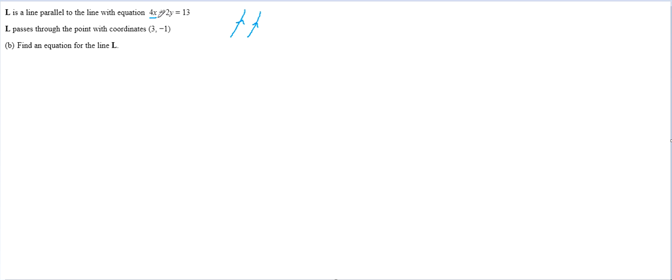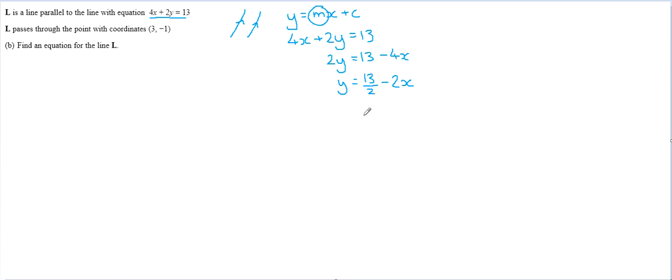I have to work out what the gradient of this line is, and to do that I need to rewrite it in the form y equals mx plus c, whereby m is the gradient. So if we've got 4x plus 2y equals 13, to get 2y on its own I'd have to subtract 4x from both sides, and then to get y on its own I'd have to divide everything by 2. So I'm just going to write it like this, and you'll see that my gradient is minus 2. So the gradient of line L is equal to minus 2.